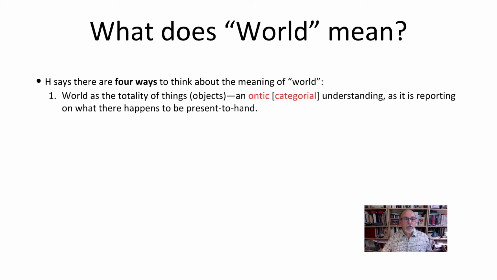The first would be, world would be like a big bucket of objects, the totality of things. And this would be an ontic understanding. In other words, it would be a list of all the entities, the little b beings that there happen to be in the cosmos. And we would use categorical language for thinking about these various little b beings. It's a report on what there happens to be present at hand.